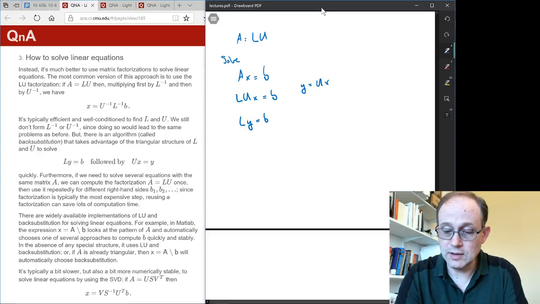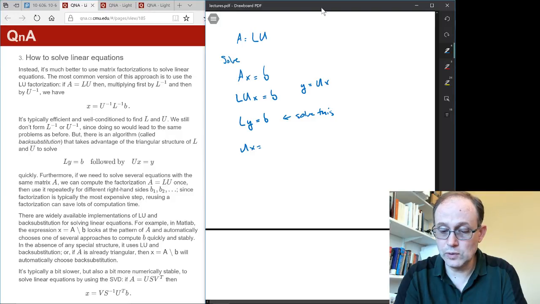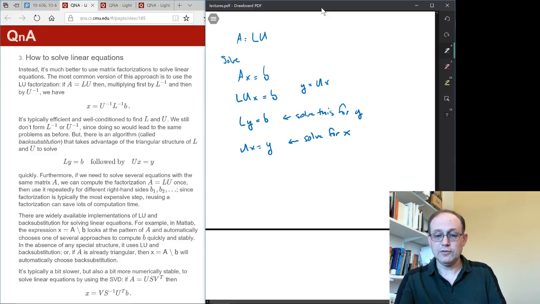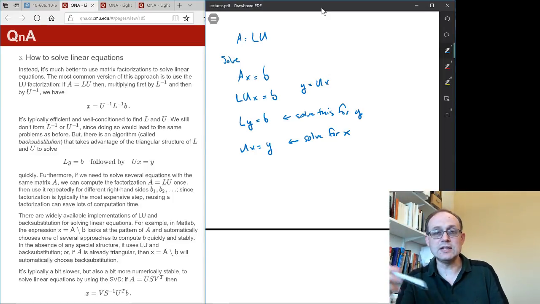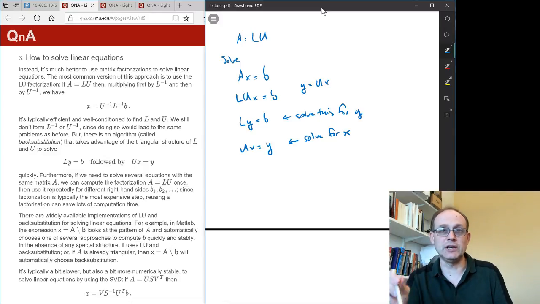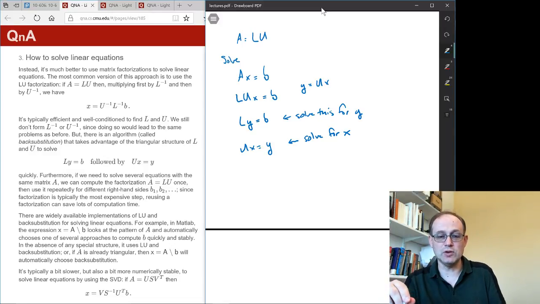If we can solve this, we get y. And then we know that Ux equals y, so we can solve this for x. It's fairly straightforward, at least from a symbol pushing and algebra manipulation point of view, to show that it is correct to solve a system of linear equations that way.